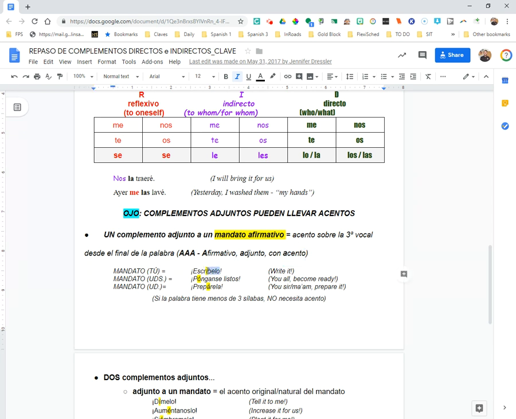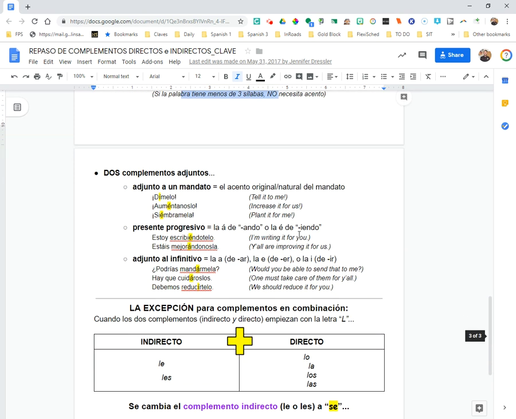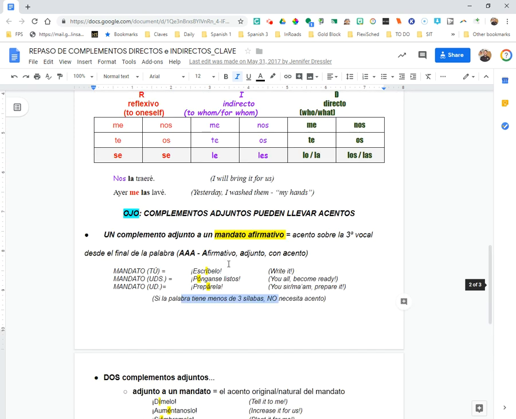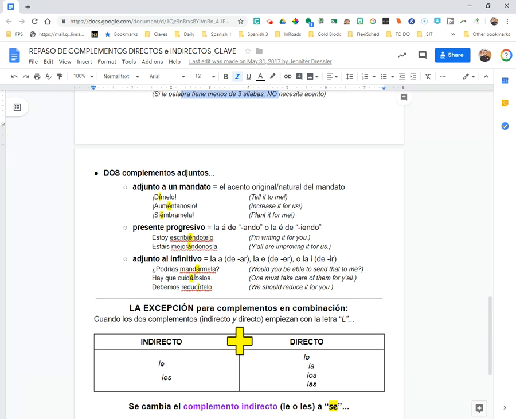Okay, that's easy enough. Escríbelo, 3 back, lo, be, ri. Or pónganse listos. Prepárela. And they're going to be 3 back every time. 1, 2, 3. 1 syllable, 2 syllable, 3 back. But if the word has less than 3 syllables, it's not going to need an accent. However, that is only if you have 1 complemento added.